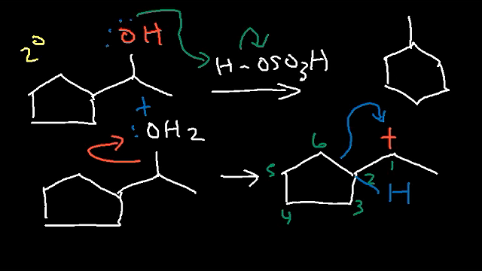So it's going to look like this. The plus charge, let's put the carbon atoms first. So this is carbon 1, carbon 2, 3, 4, 5, 6. Carbon 1 has the methyl on the outside, which is still here. Carbon 2 is the carbon that now has a plus charge.